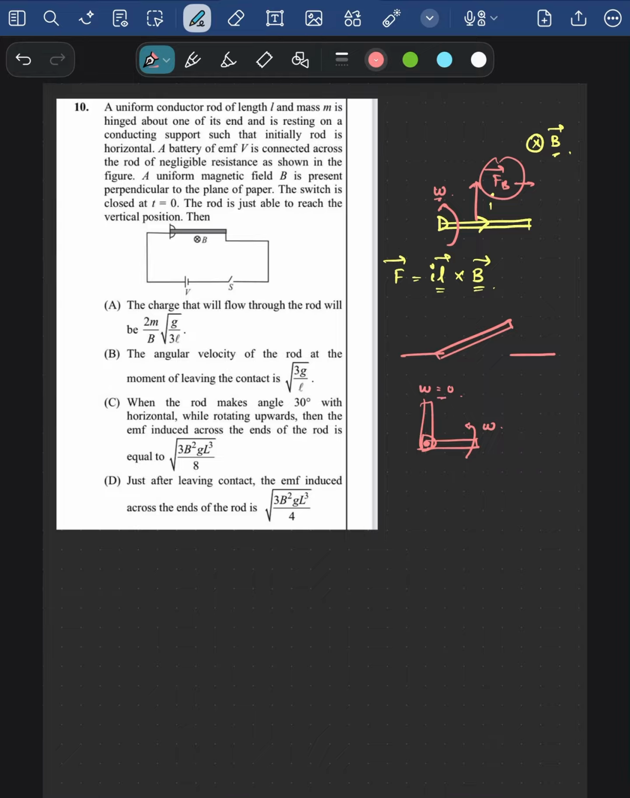So this is just a matter of using conservation of energy. I'll just say half I omega squared. Your initial kinetic energy should convert into potential energy. So that is equal to mg L by 2.